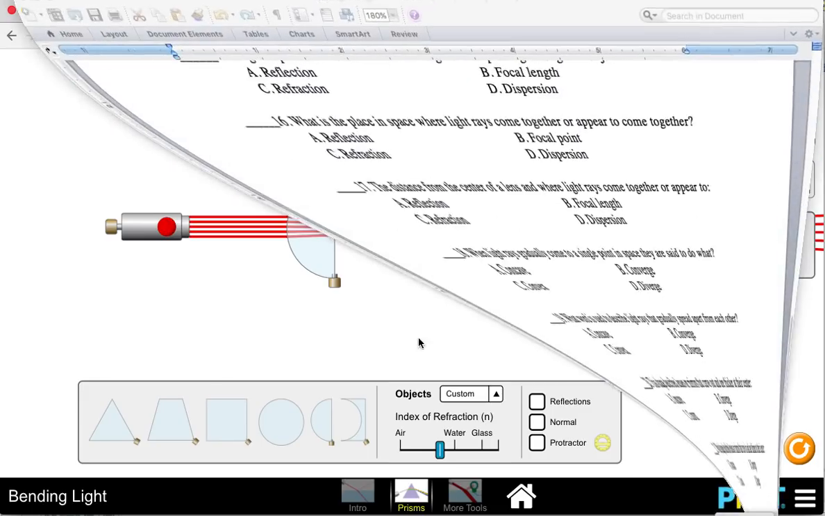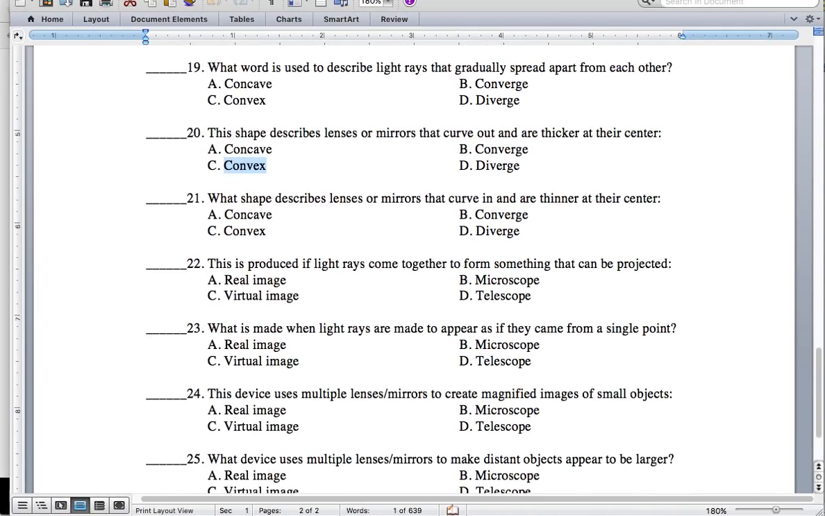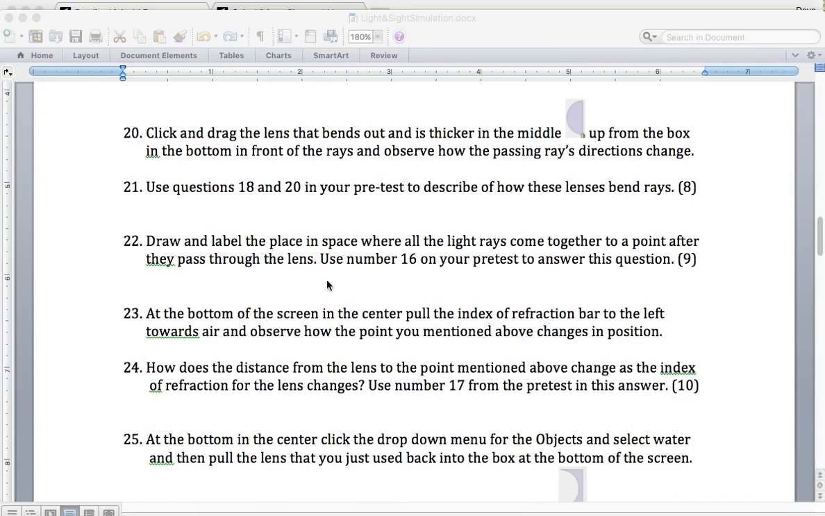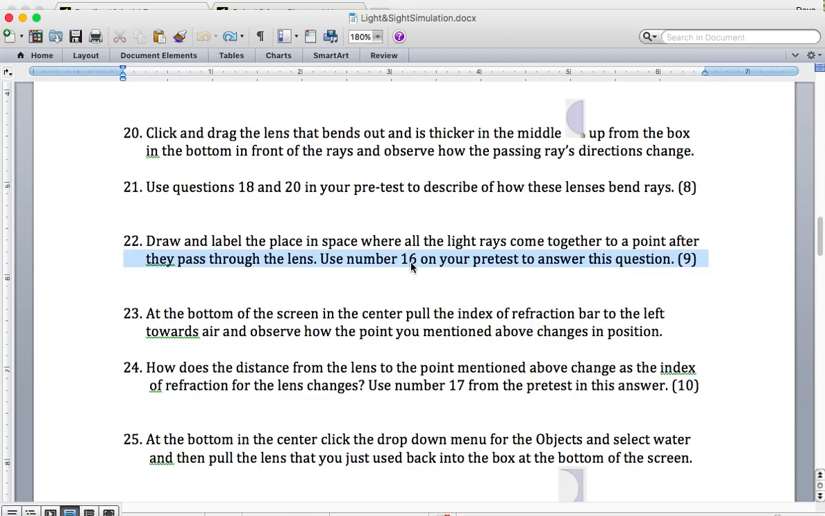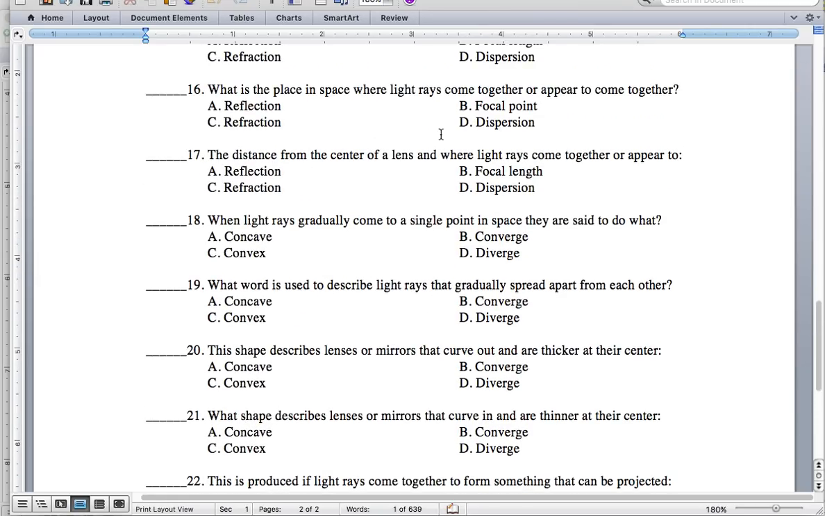And then just to make sure in your pretest, what was the specific number it said? Number 16? No, that was that last one. Number 17. So yeah, number 17 on your pretest. From the center of the lens to where the light rays come together, that measures the focal length.